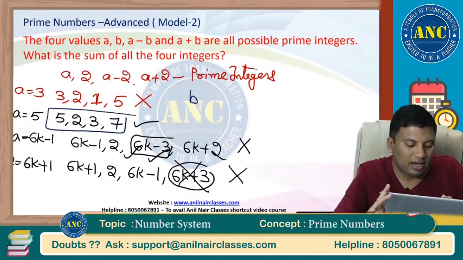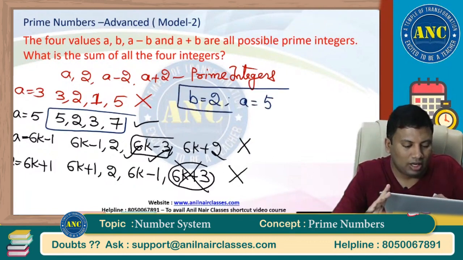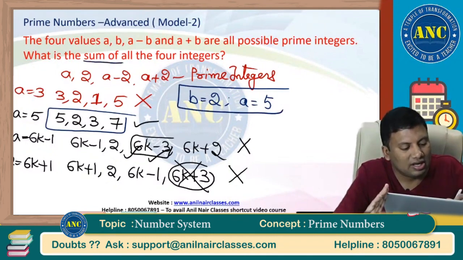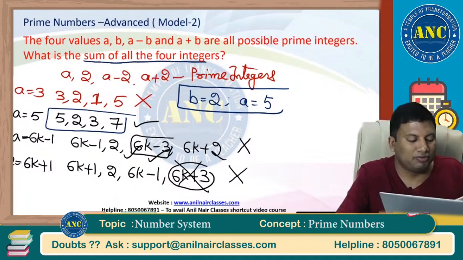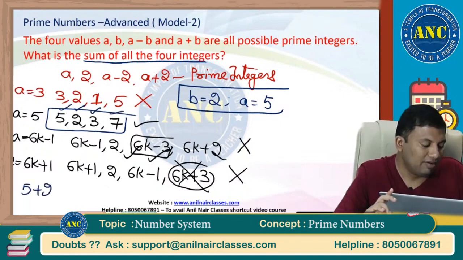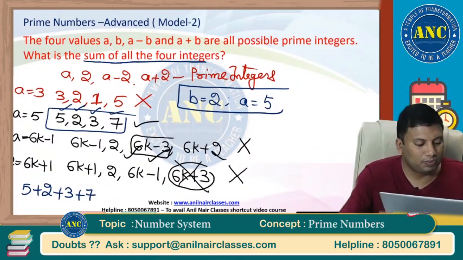What is the B value? The B value is 2. What is the A value? It is nothing but 5. The only values which will satisfy are B equals 2 and A equals 5. But the question is, find the sum of all the 4 integers. The 4 integers are 5, 2, 3, 7. The sum is 5 plus 2 plus 3 plus 7.